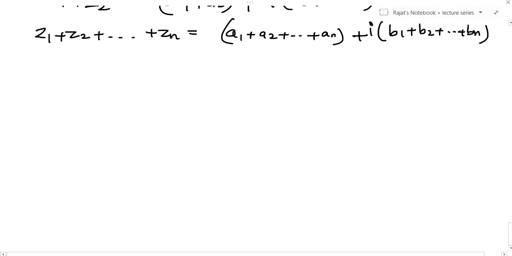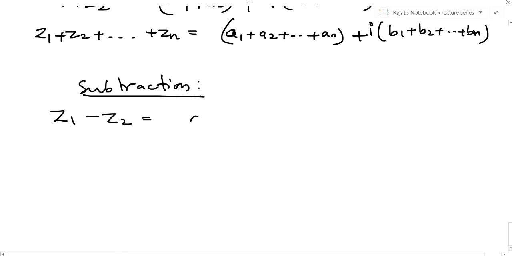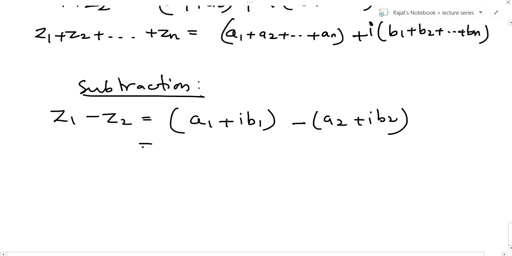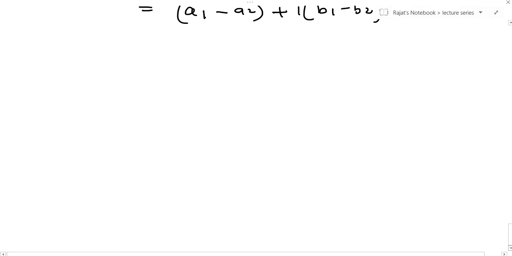Okay, and subtraction is nothing but a form of addition. So if you talk about subtraction, z1 minus z2 will be nothing but a1 plus ib1 minus a2 plus ib2. So this will be a1 minus a2 plus i common, b1 minus b2. So addition and subtraction are very similar. What about multiplication?